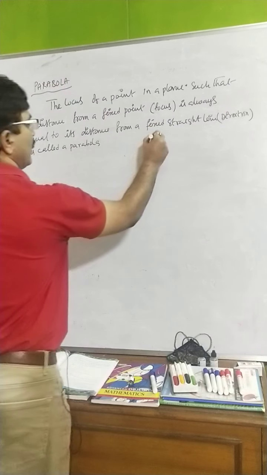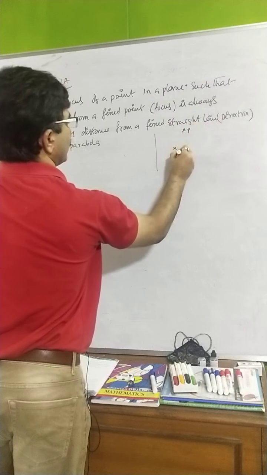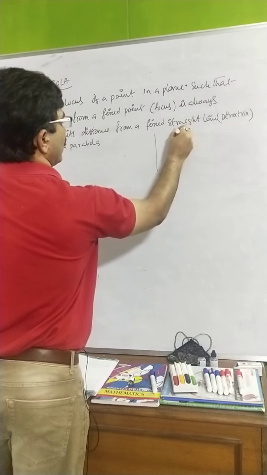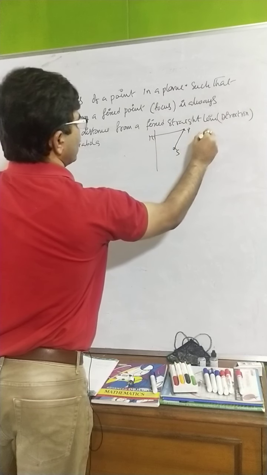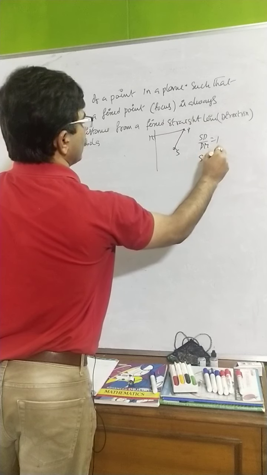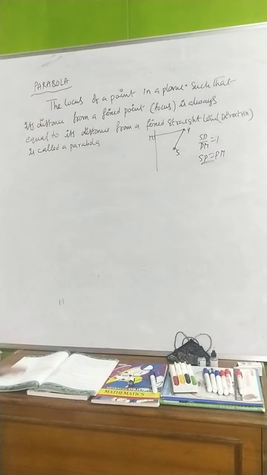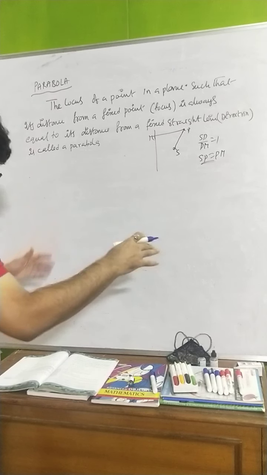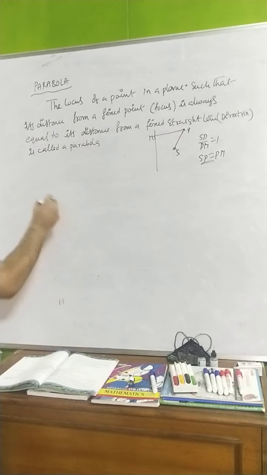Now here I am saying that suppose there is a fixed straight line like this, and S is a fixed point. If SP by PM is 1, that is SP is equal to PM, then we can say that the locus of P is a parabola. Now the question is, what is the general equation of the parabola, or the equation of the parabola in standard form?